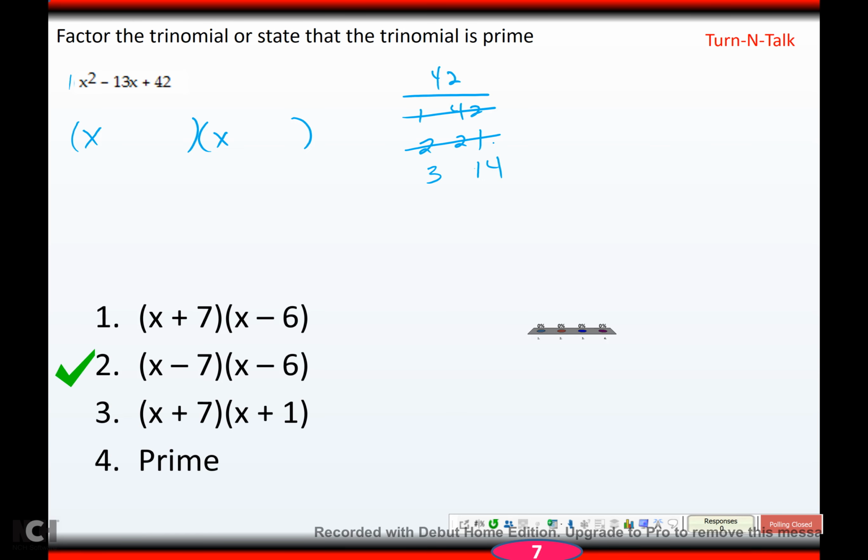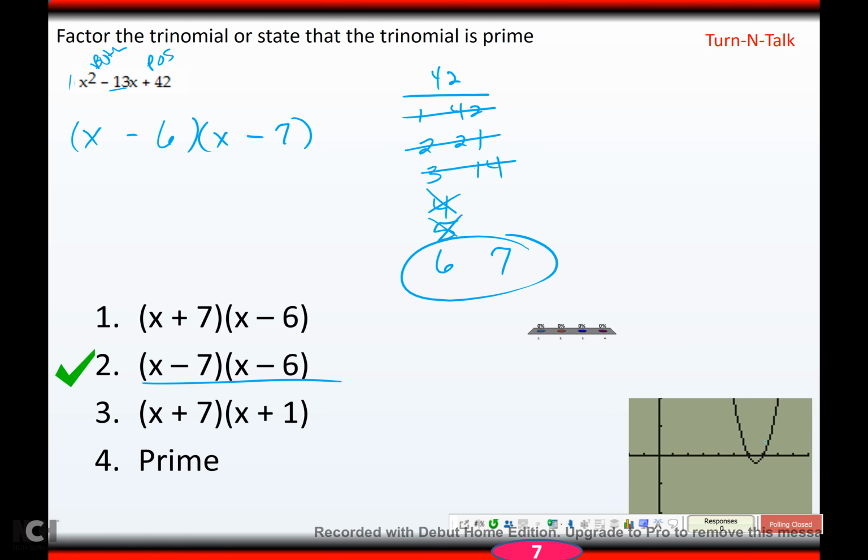Right? 3 goes in there 14 times 1. Yeah. That didn't work. 4 doesn't go evenly. 5 doesn't go evenly. 6 and 7. And that's the pair that's going to make 13. So 6 and 7 goes here. Since C is positive, they both get the middle sign, which is negative. And there's my two factors. And again, if you see, it crosses at positive 6 and positive 7.